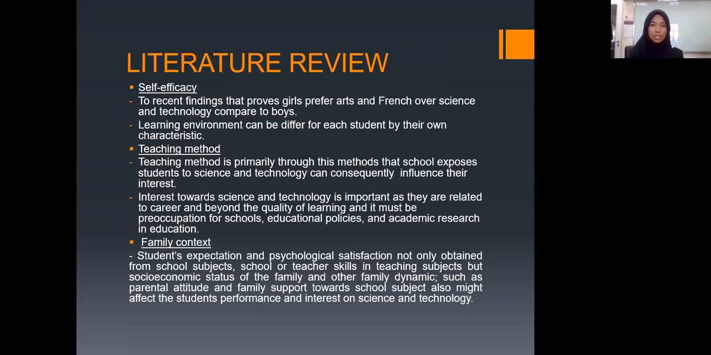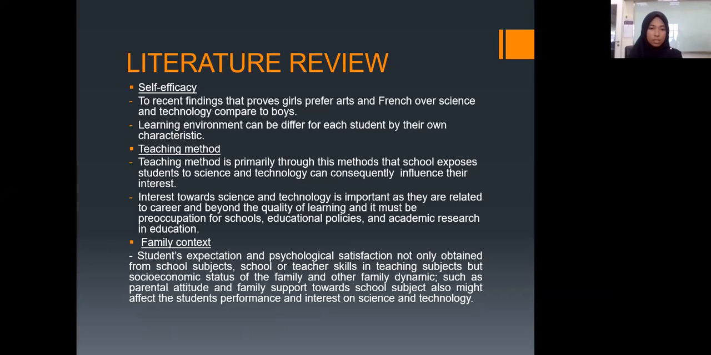The literature review. Self-efficacy: recent findings prove girls prefer arts and French over science and technology compared to boys. Learning environment can differ for each student by their own characteristics. The teaching method is primarily how schools expose students to science and technology, which can consequently influence their interests. Interest towards science and technology is important as it is related to career and the quality of learning, and it must be a preoccupation for school, educational policy, and academic research in education.